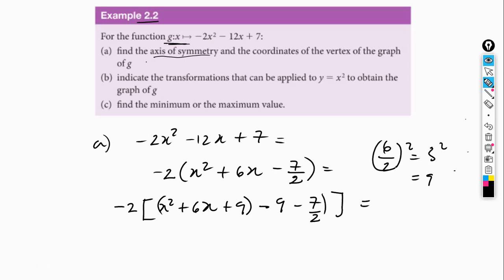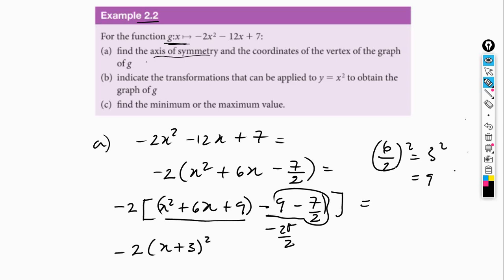And then notice that this part here is going to be equal to minus 25 halves, right? This would be minus 9 minus 7 halves is minus 25 halves. So if I multiply everything by negative 2, I'm going to get minus 2 times, and this is already a perfect square, so x plus 3 squared, and then plus 25. That's the result of multiplying negative 2 times negative 25 halves.